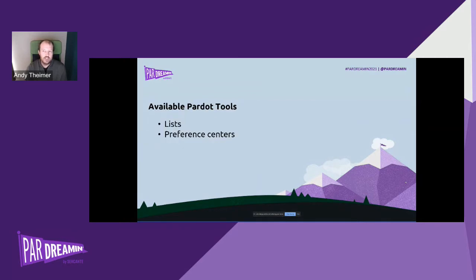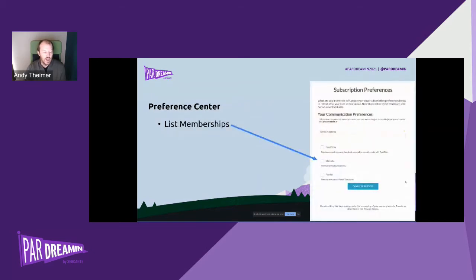Well, Pardot has a couple of tools that are going to help us with the first part of that, which is collecting the preference. We're going to use the familiar Pardot lists and preference centers to give the user a way to tell us what their preferences are. So it's always best to use the Pardot preference center merge tokens when available.